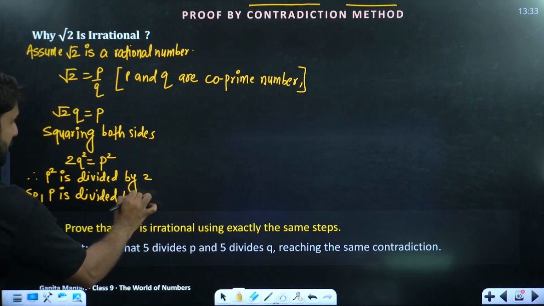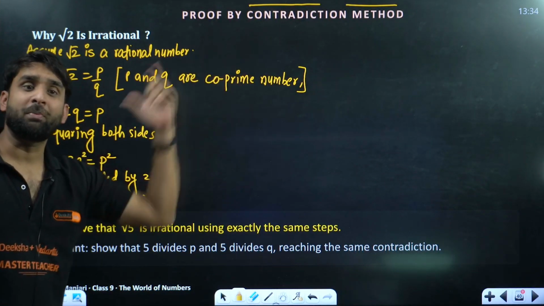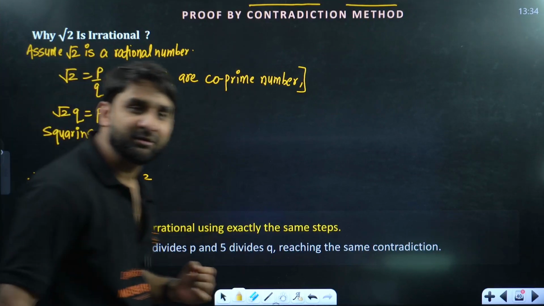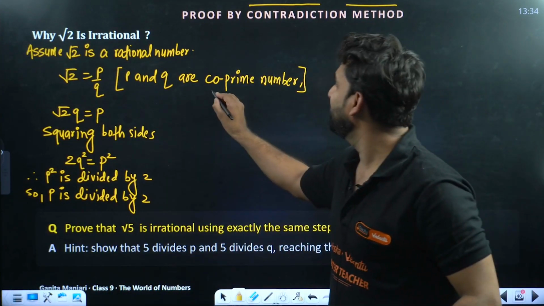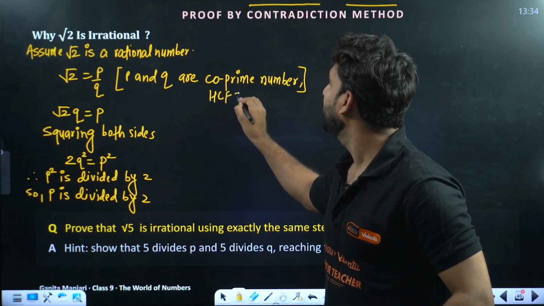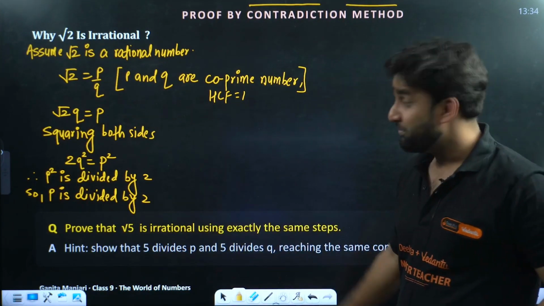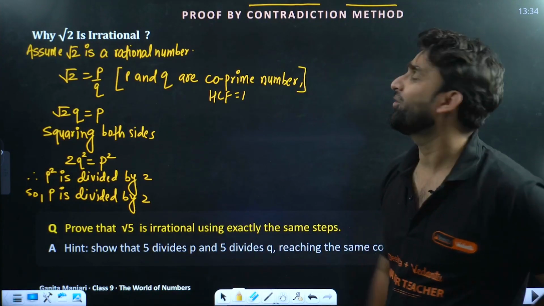Oh my God! What was our assumption? P and q are co-prime numbers. But what are we getting? One more factor. Co-prime means what? Only one factor will be there. HCF is only 1. Means p can be divided by 1 and q can be divided by 1. But what did we get here? P is divided by 2. One more factor has been produced. Okay. Now.